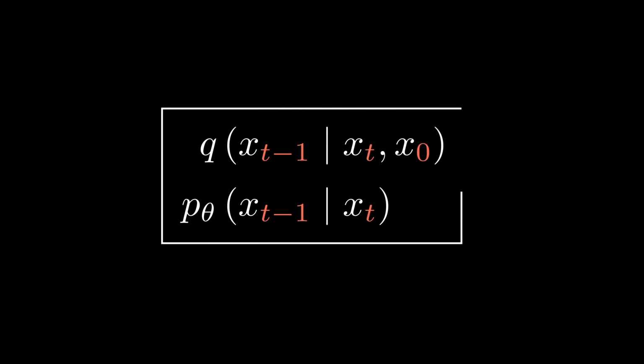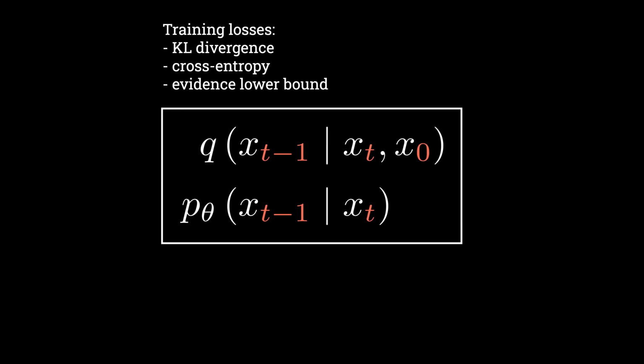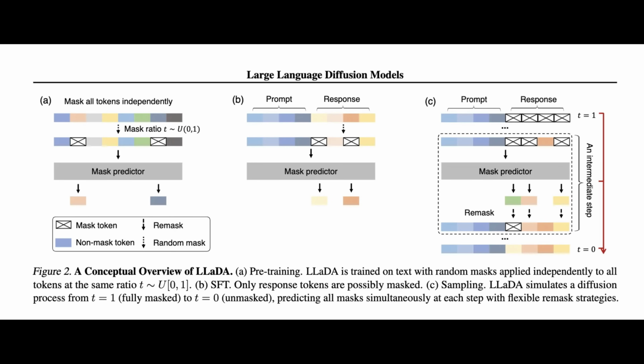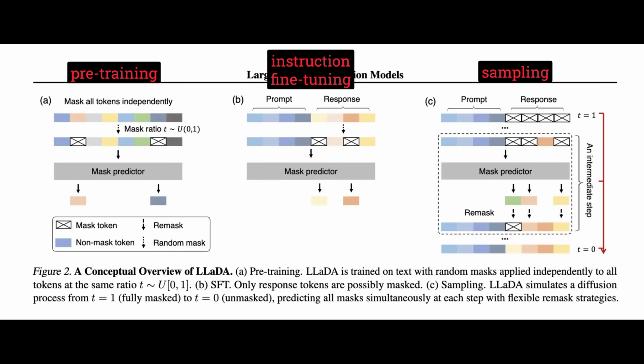So this becomes a standard supervised learning problem where we need to minimize the distance between two probability distributions. Various papers define various loss functions in terms of KL divergence, cross entropy, or evidence lower bound. To get a concrete understanding of how training and inference work in a text diffusion model, we'll look at LLaDA, which was published earlier this year. Here are the 3 stages in the model lifetime: pre-training, instruction fine-tuning, and sampling.